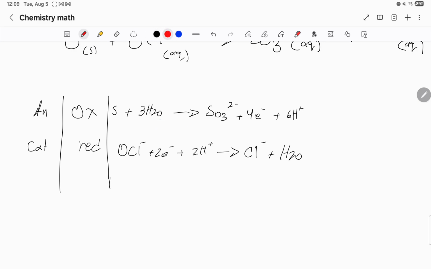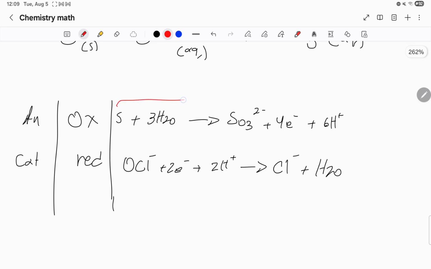Let's balance the charges. On this side, 0 charge. On this side, I have 6. Then this -2 kicks in and it brings me down to 4. And how do I balance a +4? By adding -4 and turning it into 0. So this side and this side are kind of equal in balanced charges.